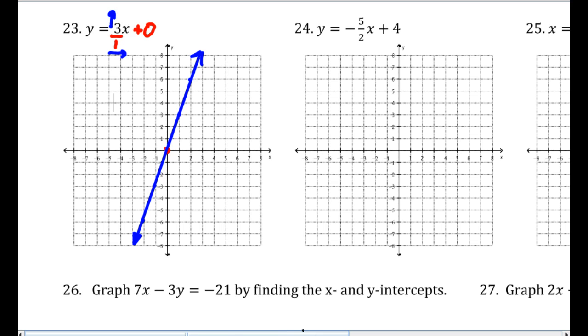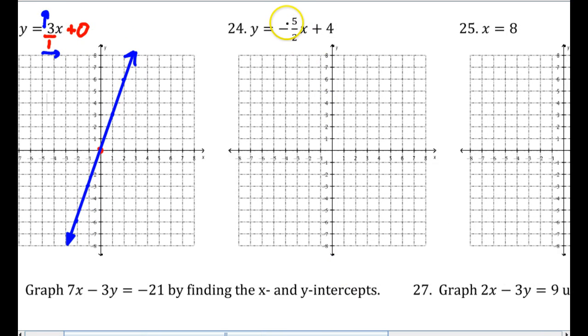Number 24, very similar. Just make sure you apply that negative either to the top or the bottom. So we can start at positive 4, and we can go down 5 and then right 2. Down 5, right 2. Remember, if they don't line up in an exact straight line, something is wrong.